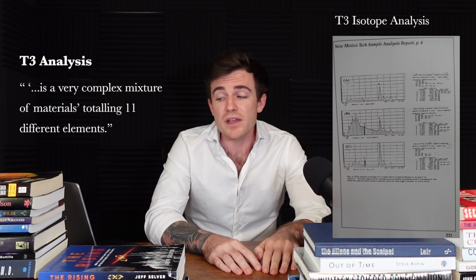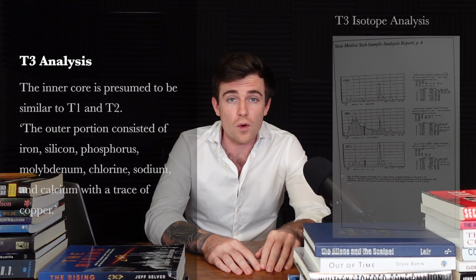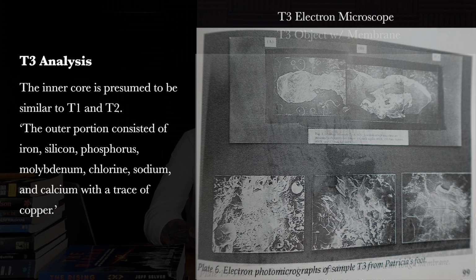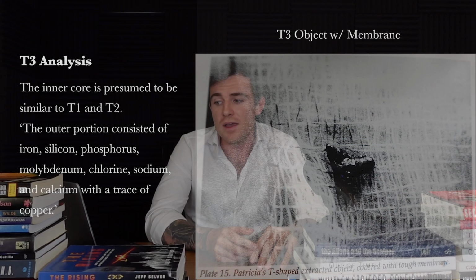The T3 sample, they write, quote, is a very complex mixture of materials totaling 11 different elements. The inner core is presumed to be similar to T1 and T2, with the outer core consisting of iron, silicon, phosphorus, molybdenum, chlorine, sodium, and calcium with traces of copper. In a letter of opinion, they offered the hypothesis that the object might be made of meteoric material and suggested a number of different meteorites that had displayed similar contents. This is from the blind analysis of the New Mexico Tech laboratory.